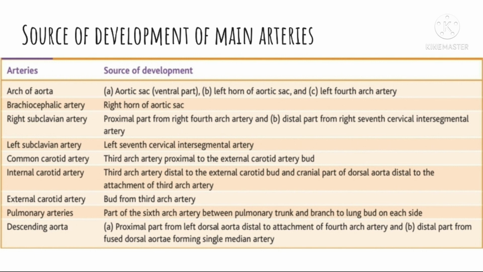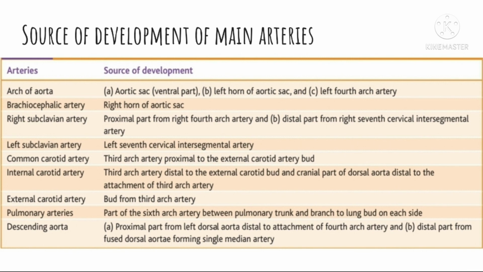So first is the arch of the aorta. The arch of the aorta arises from the left fourth aortic arch along with the left horn of the aortic sac and the ventral part of the aortic sac, whereas the brachiocephalic trunk arises from the right horn of the aortic sac. Then going to the right and the left subclavian artery: the left arises only from the seventh cervical intersegmental artery on the left side, but the right subclavian artery arises from the right seventh cervical intersegmental artery, the right fourth aortic arch and a small part of the dorsal aorta.